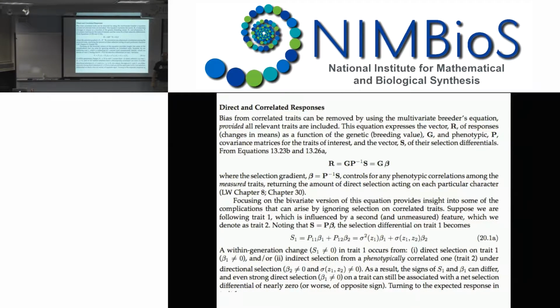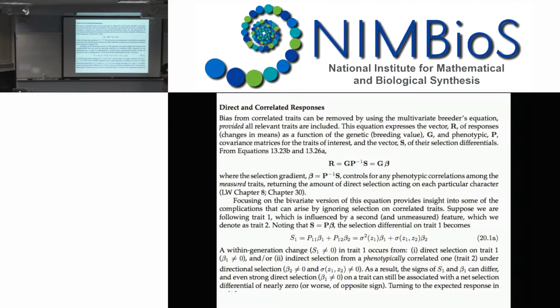So R is a vector or a list. The fifth element is how much trait 5 changes after one generation, given the strength of selection, the within generation change on all the traits. G and P are matrices, a rectangular array. In G, on the diagonal are the additive genetic variances. On the off diagonal are the additive genetic covariances.